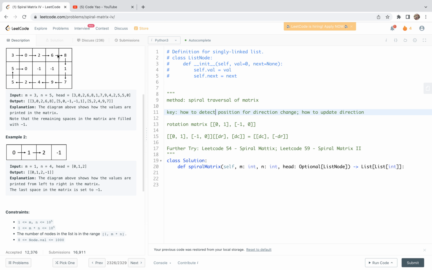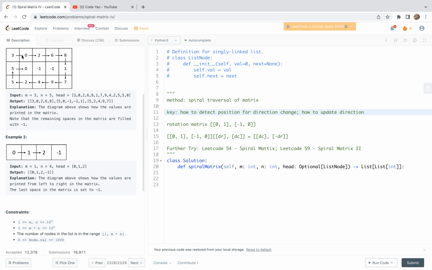Actually, once we hit a boundary, for example here, then we need to change direction by rotating 90 degrees clockwise. Here the boundary means either the boundary of the matrix at the very beginning, or the boundary where the matrix hasn't been set.